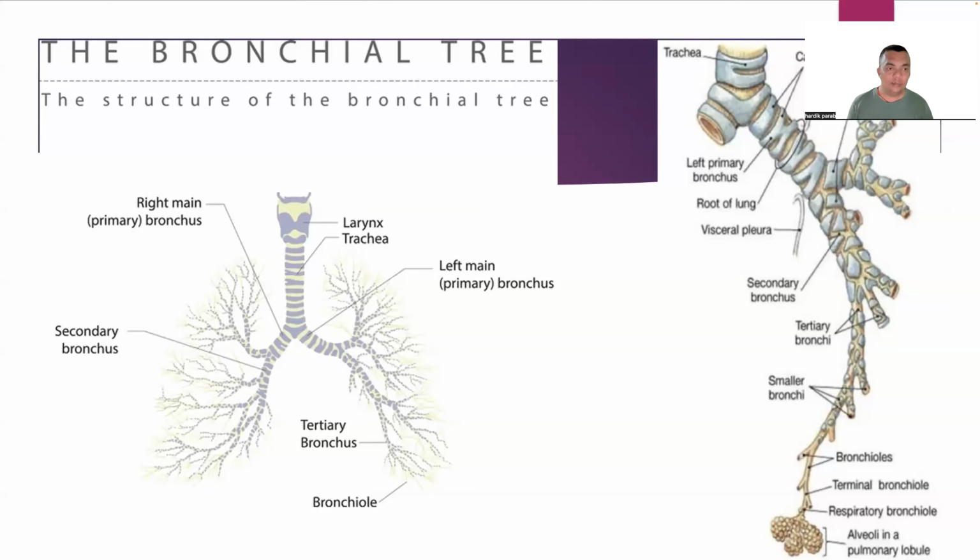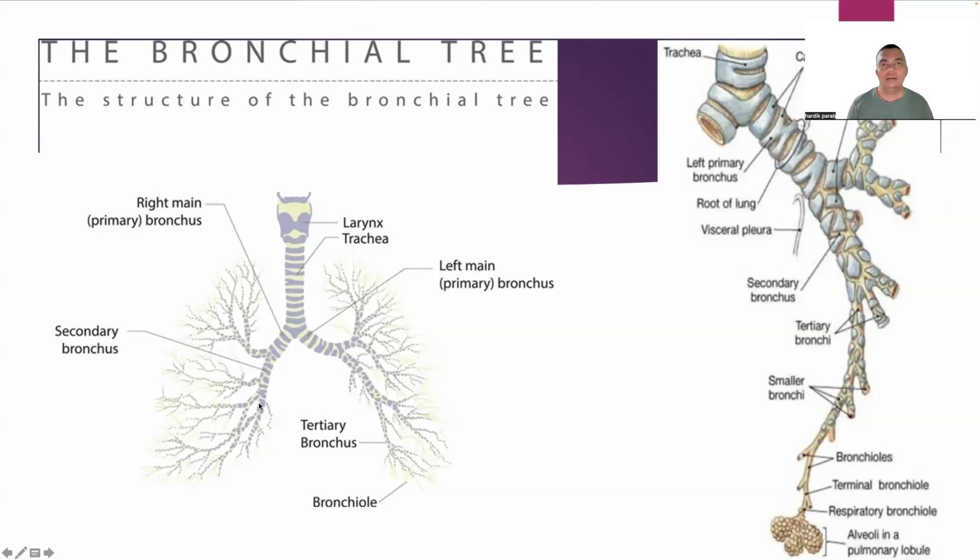After the primary bronchi, you will have the secondary bronchi. The secondary bronchi will be according to the lobes you have. As we know, on the right side we have three lobes: you have the upper lobe, then the middle lobe, and then the lower lobe.